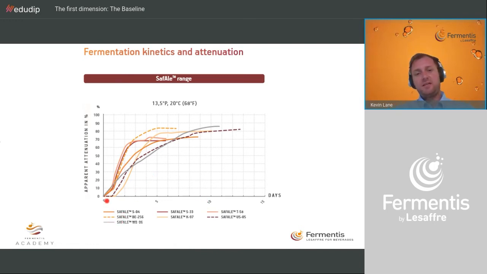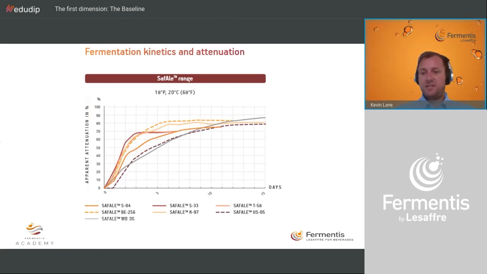So in these kinetic graphs, you can see the lag phase, you can see the growth, the speed of fermentation, you can see the attenuation level, where the strain reaches and where it maxes out, and you can see the differences for what you would expect in the resulting beers. A lot of information in one graph.